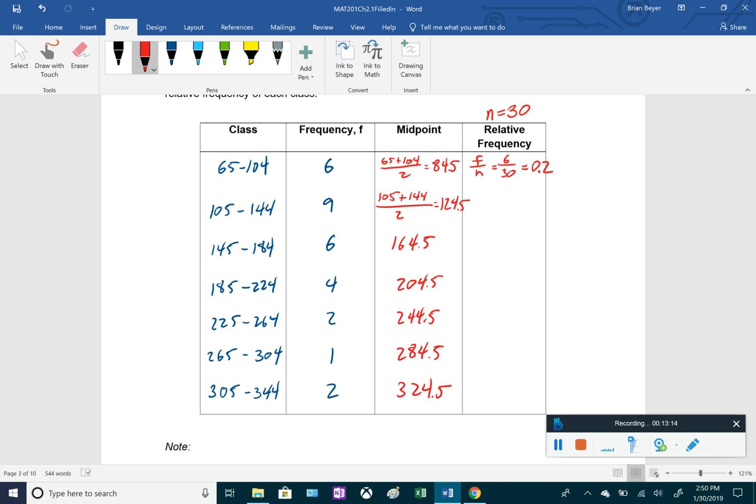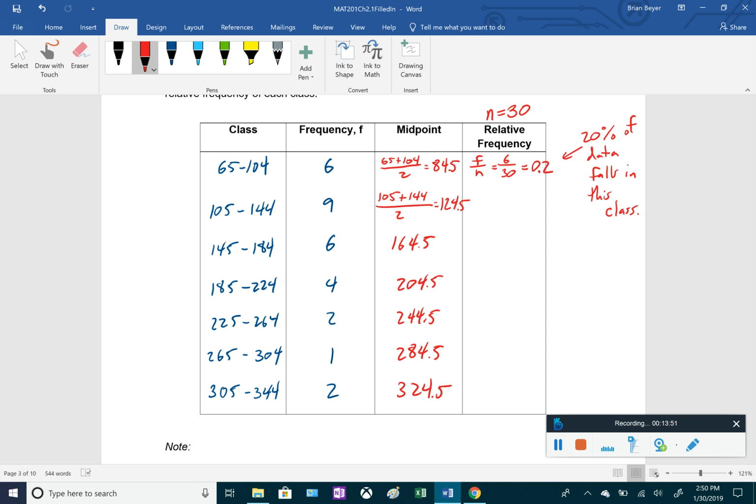Okay, so what does that mean? Remember, for converting a decimal to a percent, you move the decimal place over 2 to the right. So 0.2 represents 20%. 20% of the data falls in this interval, in this class. So 20% of the data falls between the data entries 65 and 104. So you can see why the relative frequency is pretty useful.